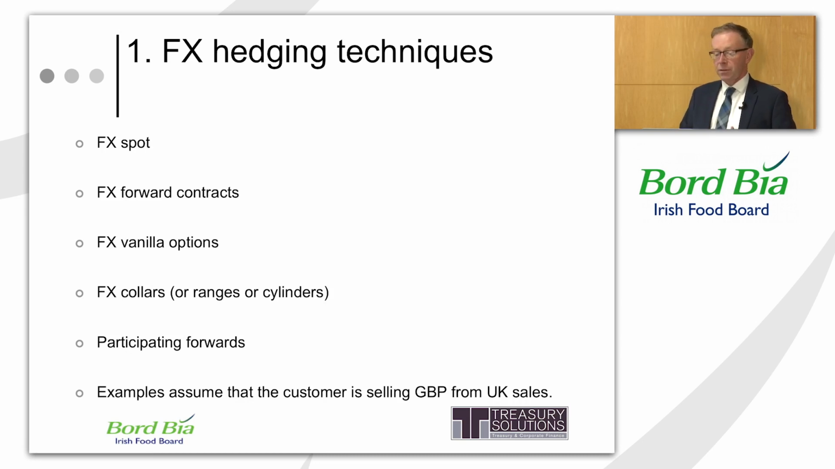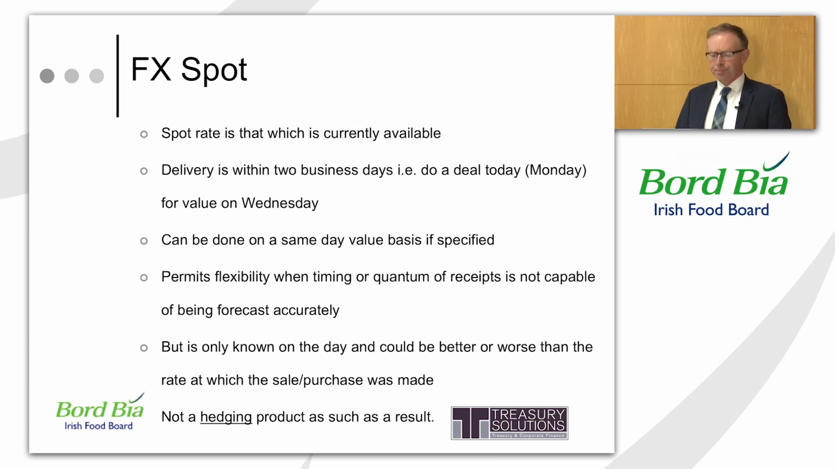And for the purposes of the examples here, I'm assuming in this case that the customer is selling sterling to banks because they've got UK sales. So they're getting sterling into their bank accounts. They want to sell that for euros because they have most of their costs in the Eurozone or in the euro itself. In a scenario where somebody might be purchasing from the UK, obviously it's the same principles, same techniques, but the logic is the other way around because you're exposed to rates moving a different way to sellers, but it's the same principles.